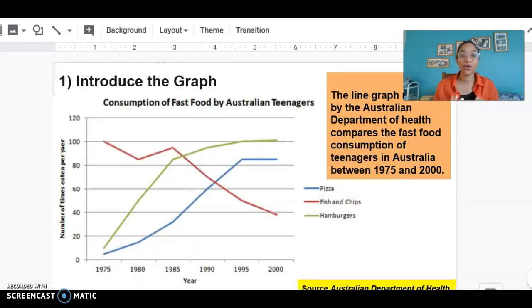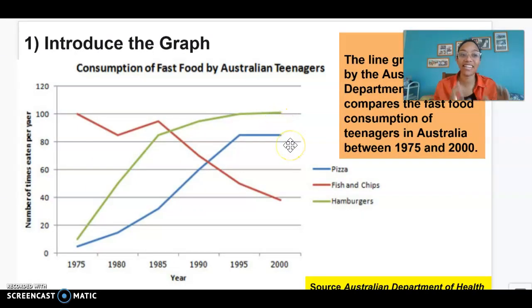We are going to do this focusing on the simple line graph we already talked about, the consumption of fast food by Australian teenagers. We want to know what types of fast food and how much these teenagers are eating. All right, I made it a little bit bigger so you can see there.